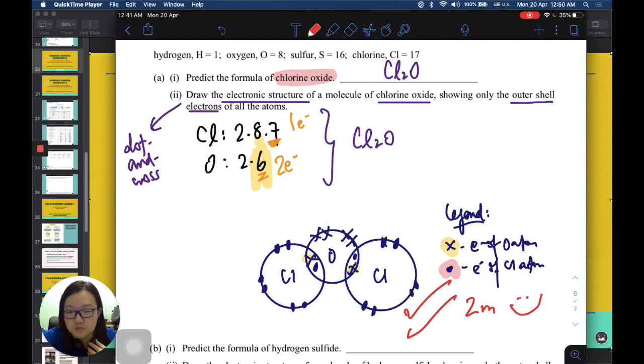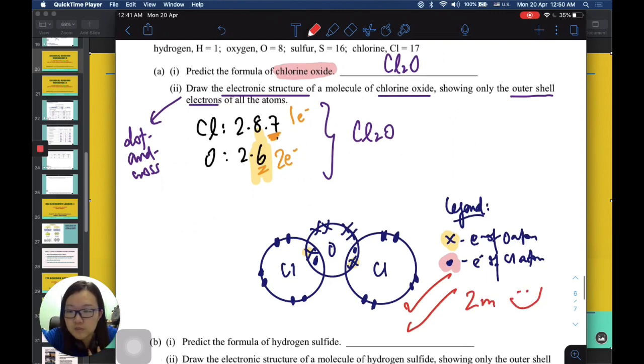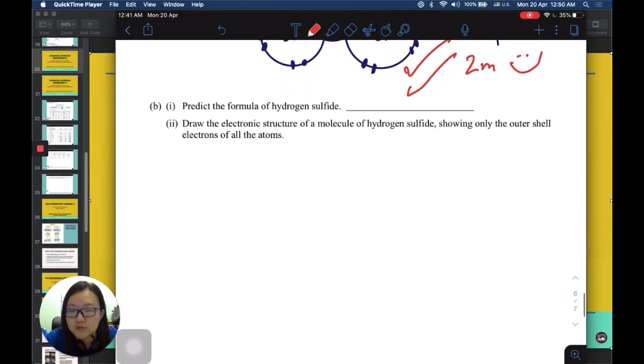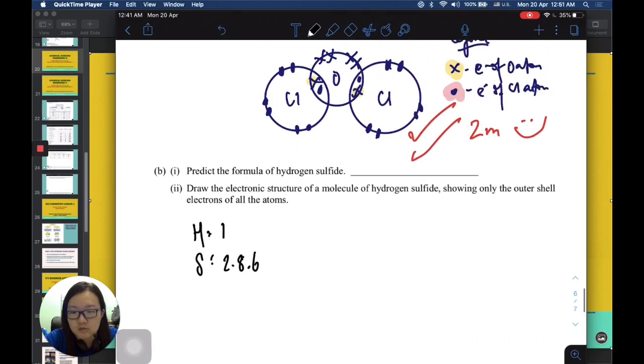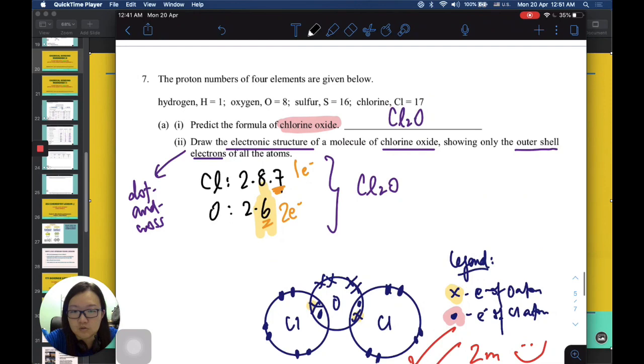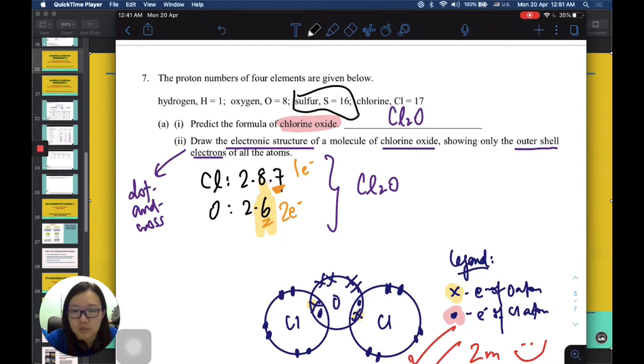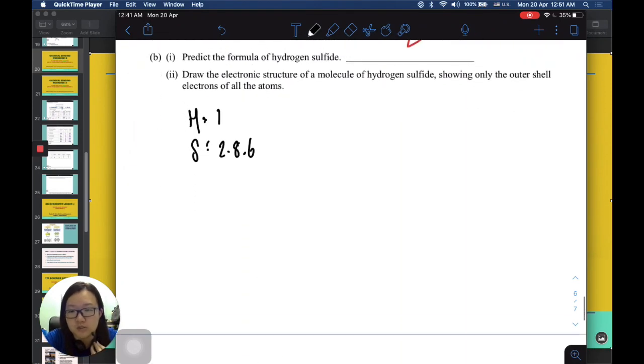Smiley face. Okay, moving on. B part 1. Predict the formula of hydrogen sulfide. So again, looking at the atoms itself, hydrogen is 1, sulfur is 2.8.6. Even if you're confused, the question tells you sulfur proton number is 16. So 2.8.6, correct, 16.